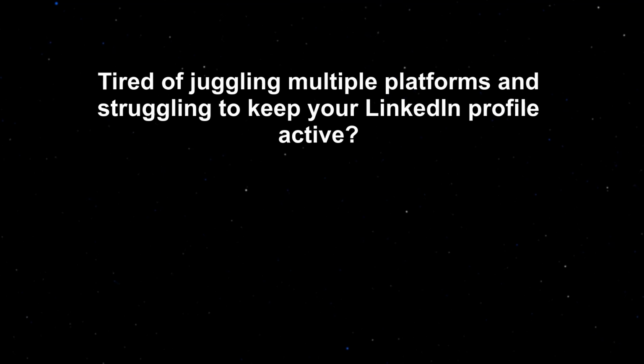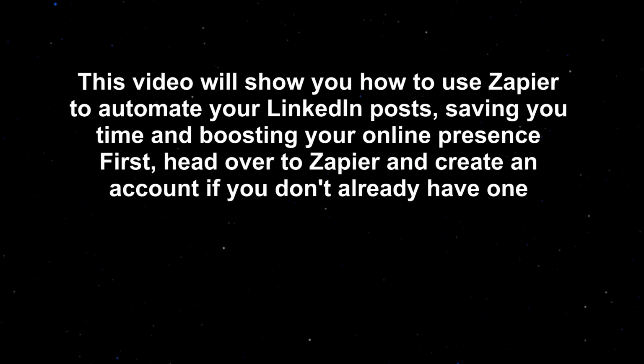Tired of juggling multiple platforms and struggling to keep your LinkedIn profile active? This video will show you how to use Zapier to automate your LinkedIn posts, saving you time and boosting your online presence. First, head over to Zapier and create an account if you don't already have one. Once you're in, click on the Create Zap button. This will start the process of building your automated workflow.